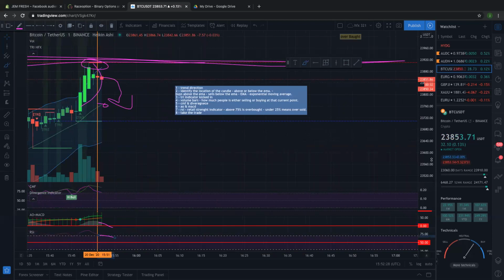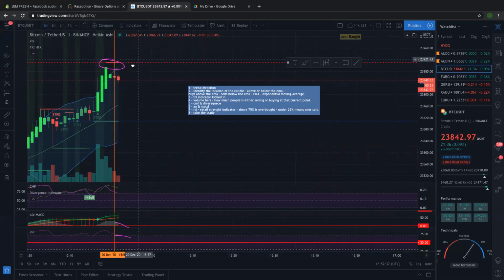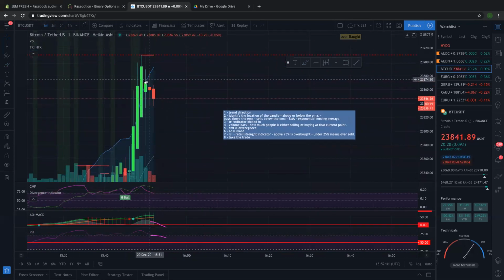Wait, wait, and wait. So we've got 31 seconds left of this trade. That took about 10 seconds to do all that. So it's just literally as fast as that, mate, and you just identify it. So this now is obviously perfect again.